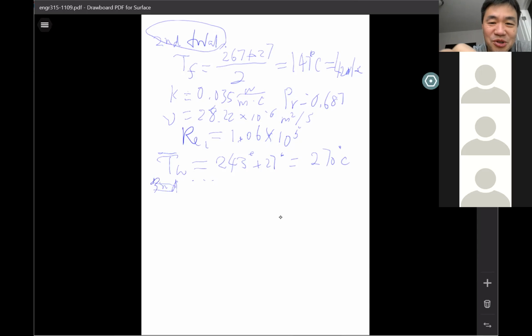Look at this. The second try, you start with a wall temperature of 267. Okay, if you are starting the third try, then your film temperature will be 270 plus 27 divided by 2, which will be 140 what? 148.5?